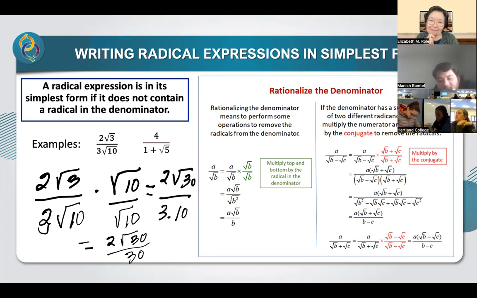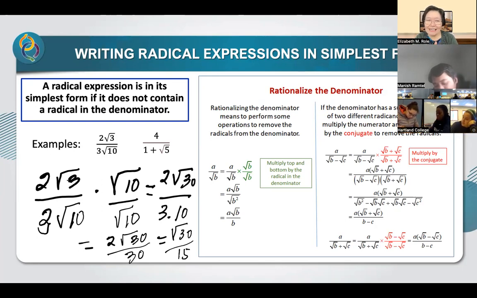2 and 30. 2, 2, yes, 2 can be divided by 2. 30 can be divided by 2. And therefore, what will be our final answer? It will be just the square root of 30 over 15. Yes, because we divide 2 by 2, that's a 1. 30 divided by 2 is 15.